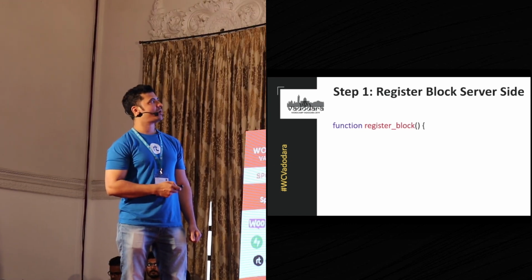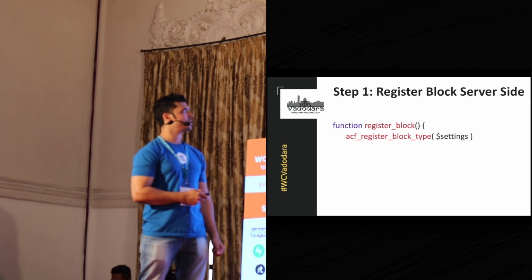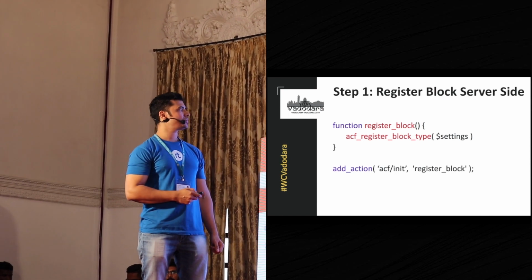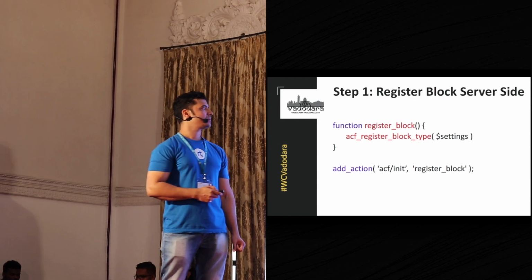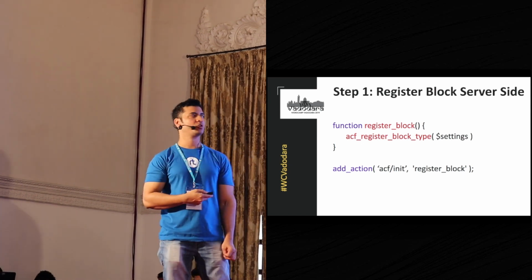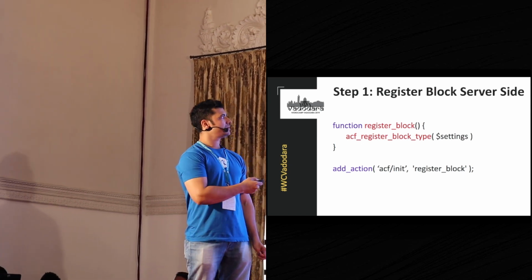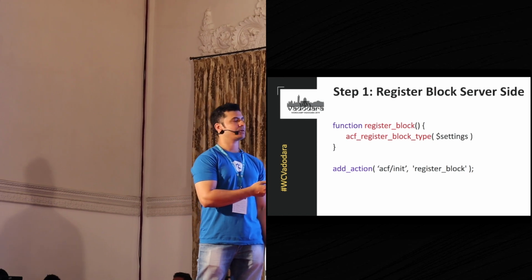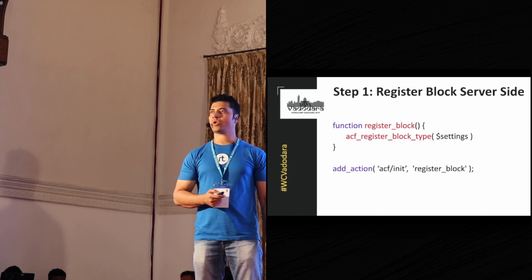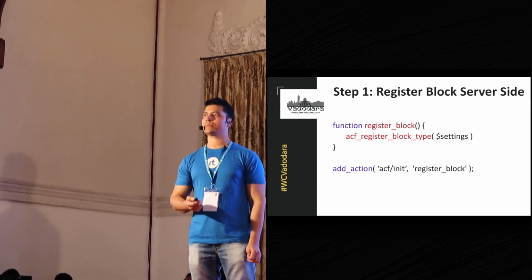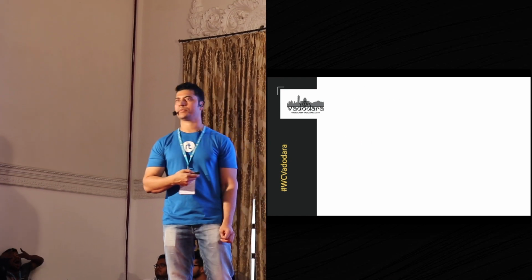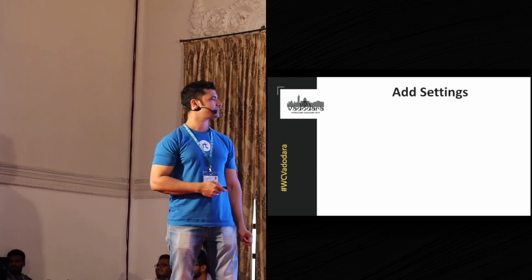Okay, so let's register the block server side. What you can do is create a custom function called register block and then hook it to the ACF init hook, so whenever the script reaches this particular hook, that function is called automatically. Now, ACF register block type takes a parameter called settings. This is very similar to the register block type function of JavaScript when we are building blocks with React. So it gives you an option to put all of the parameters that are available with that function.